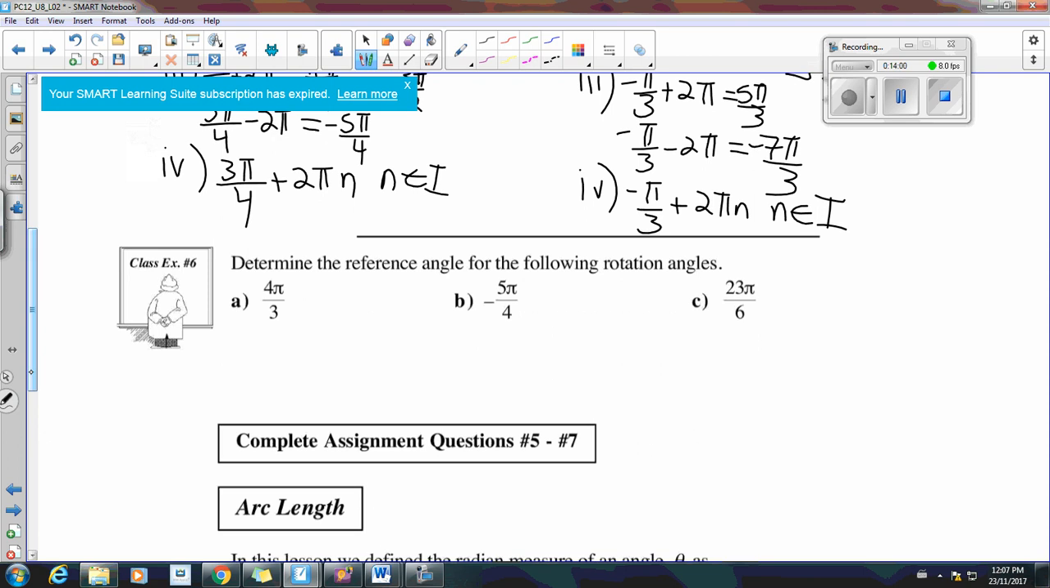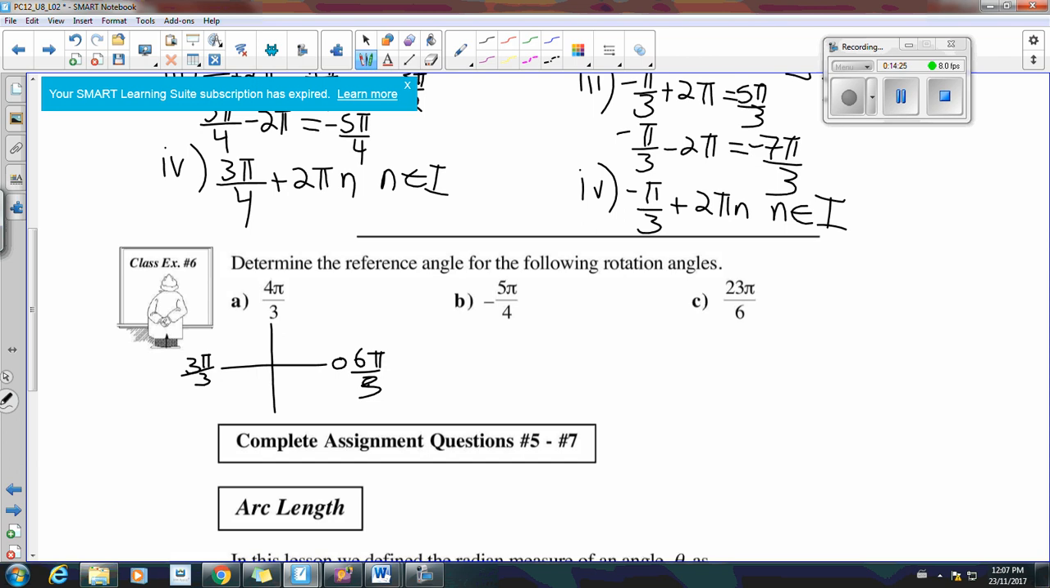Okay, last example of this part. Determine the reference angle for the following rotational angles. 4 pi over 3. Okay, so remember, if I'm working in threes, this is 0. This would be 3 pi over 3. This would be 6 pi over 3.